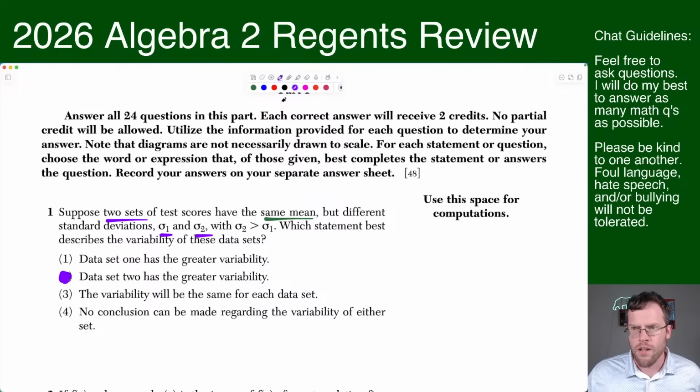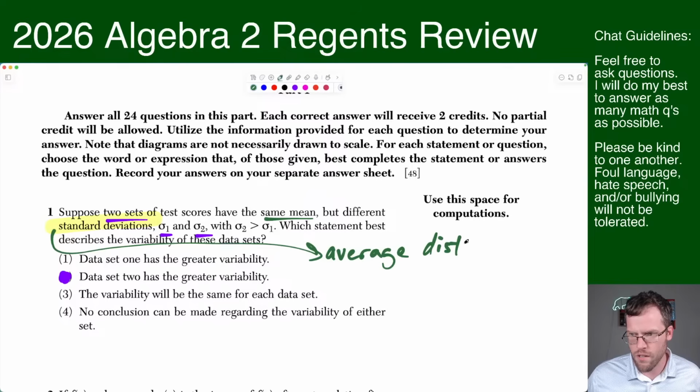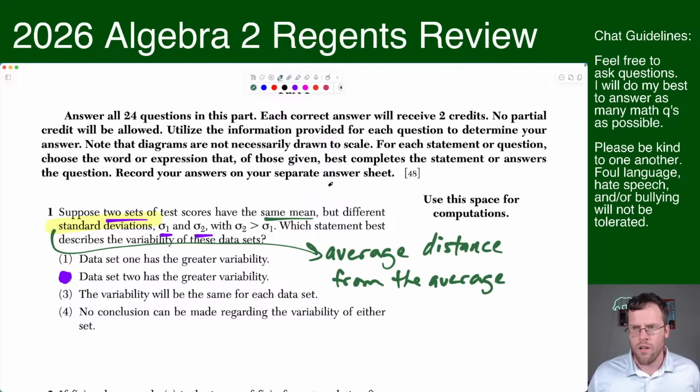And the reason for this, so just so we're clear, I'll highlight this word. The standard deviation tells you the average distance from the average. Okay, so the average distance from the average. That's basically telling us how erratic the data set is. So data set 2 has greater variability because it has a greater standard deviation. Okay, so that's question 1.